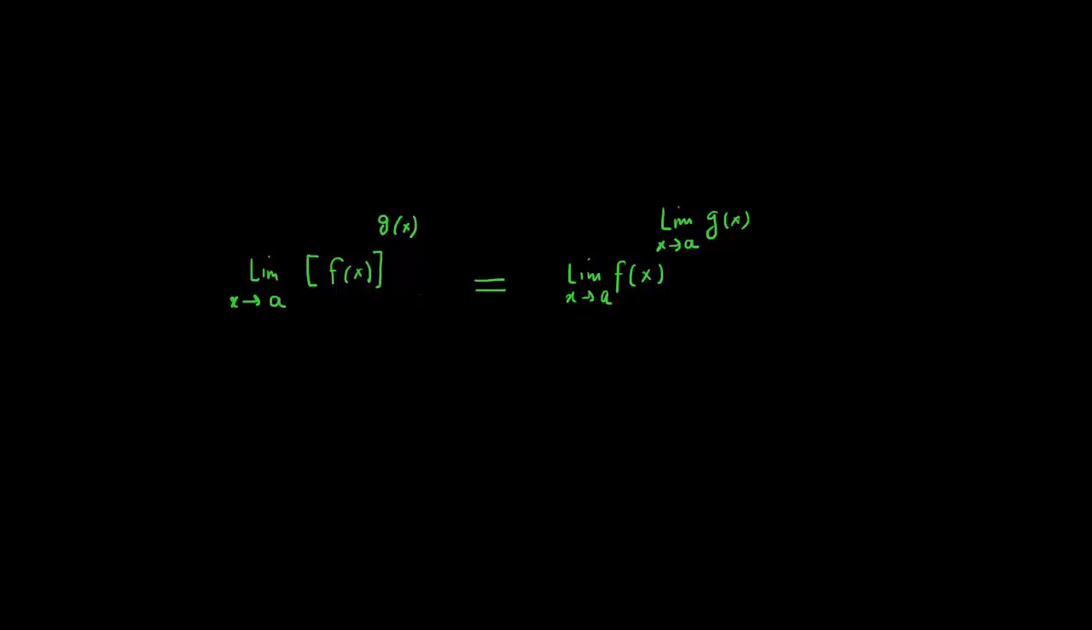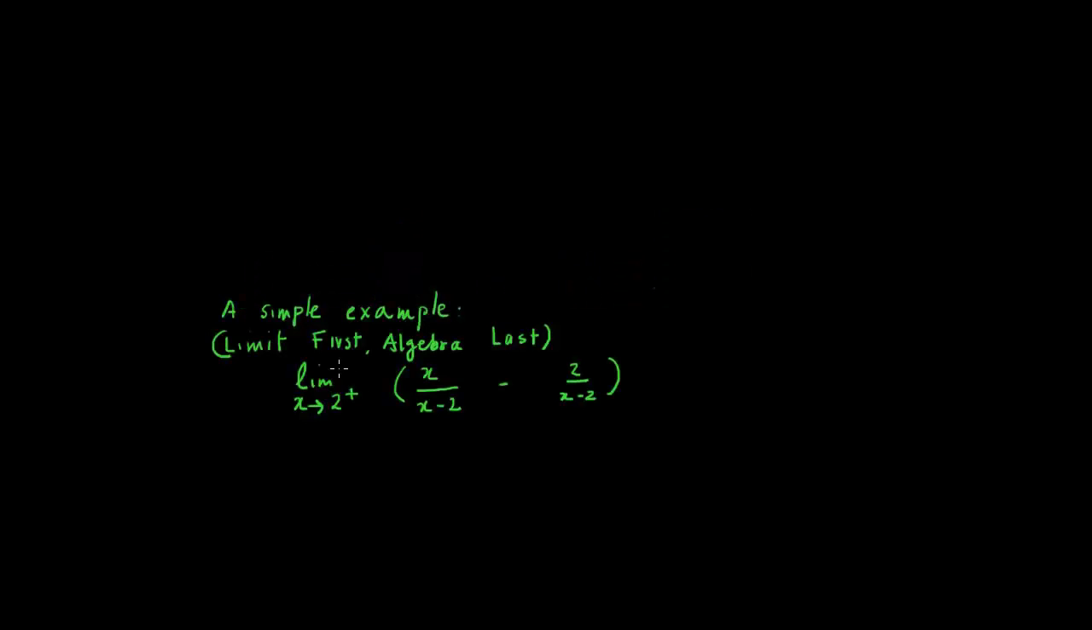Let's take a look at this simple example in which we have the limit of x over x minus 2, minus 2 over x minus 2, when x goes to 2, and let's say x approaches 2 from the positive side, from values higher than 2. So let's first of all find the limit, and then do the algebra. So we're going to do the limit first and algebra last.